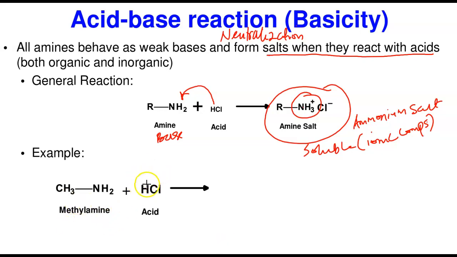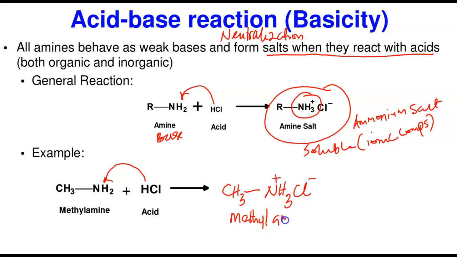Now this is methylamine plus the acid. If this goes to this guy, you're going to have this. This is going to gain this to be NH3, of course, you're going to put the plus here. Then you're going to write the chloride ion by the side. So this is now the methylammonium chloride. That is how you name this amine salt.